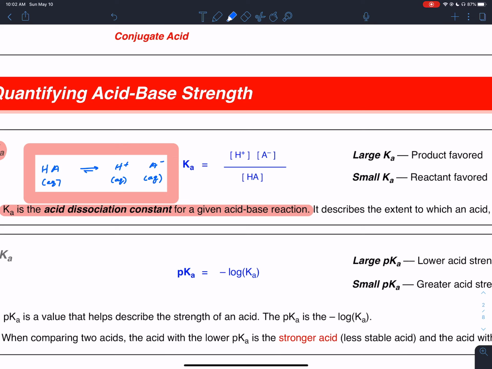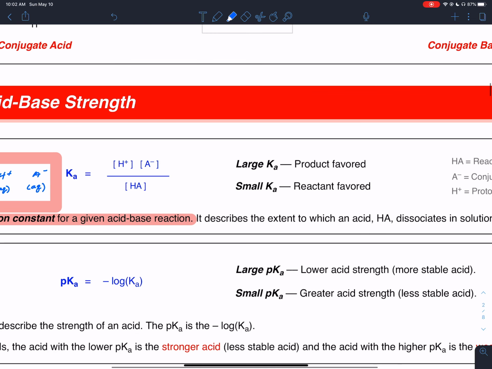So remember, this HA can dissociate into H+ and A-, but then A- could take back the proton to become HA. There is a back and forth that can occur. So it's not that the acidic species always just gives off that proton and it's there in solution. There is a back and forth.